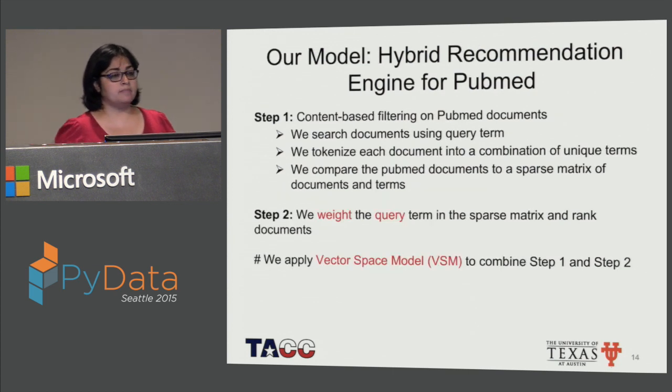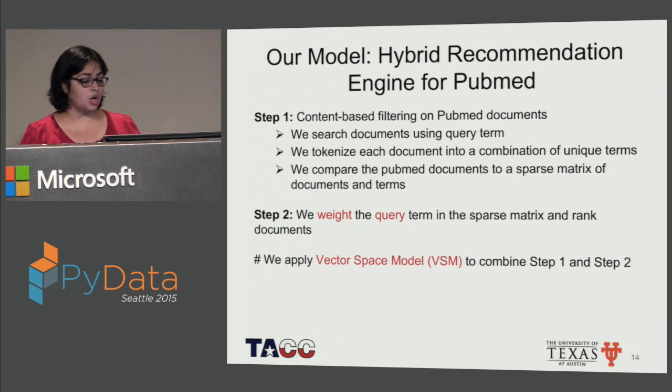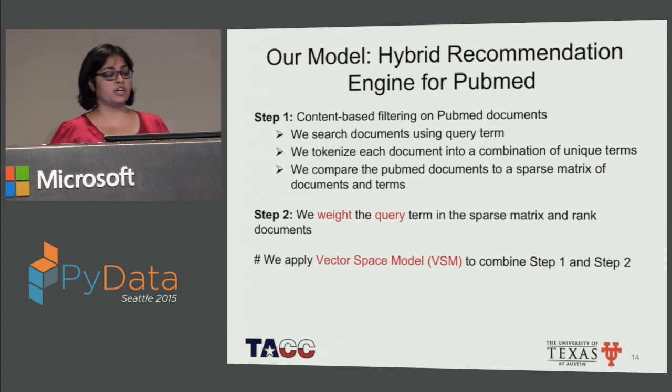So there are some steps that we go over for combining. We use the vector space model, which is actually a type of information retrieval system. We combine step 1 and 2. Step 1 is content-based filtering on PubMed documents. So we search documents with a query term. We tokenize each document into a combination of unique terms.